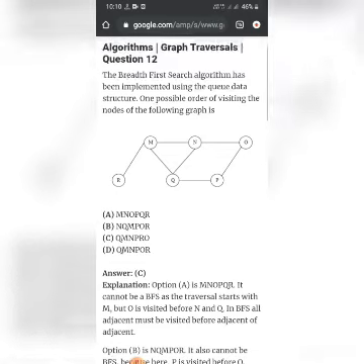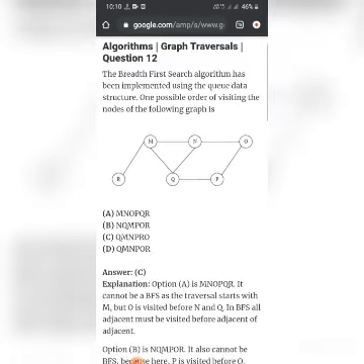The first question they asked is: the breadth first search algorithm has been implemented using the queue data structure. One possible order of visiting the nodes of the following graph is... The answer is C, because it cannot be a BFS as the traversal starts with M, but O is visited before N and Q. In BFS, all adjacents must be visited before the adjacents of adjacents.